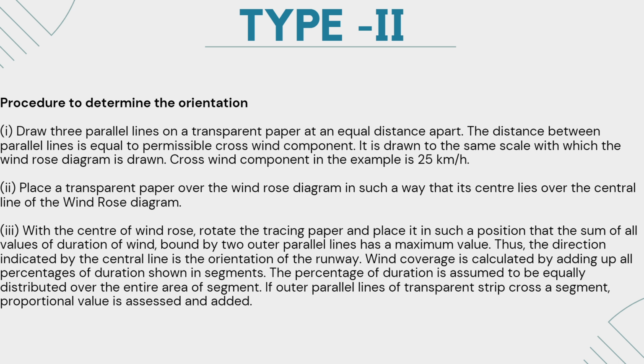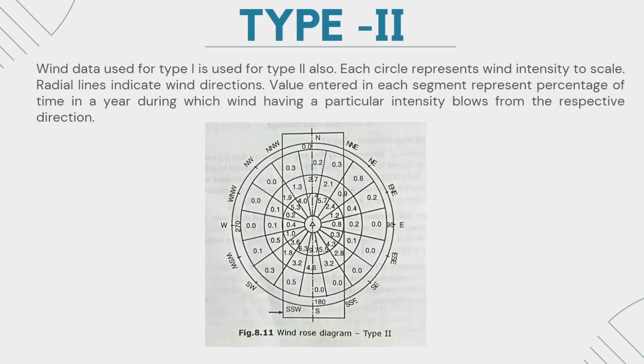So with the center of the windrose, we should rotate the tracing paper and place it in such a position where the sum of all the values of direction of wind bound by the 2 outer parallel lines has a maximum value. Thus, the direction indicated by the center line, which has the maximum value, is the orientation of the runway. So the wind coverage is calculated by adding up all the percentages of duration shown in the segments in the transparent paper. This percentage of duration is assumed to be equally distributed over the entire area of the segment. So if the outer parallel lines of the transparent strip cross a segment, the proportional value is assessed and added. So with this, we draw the type 2 diagram and obtain the result.